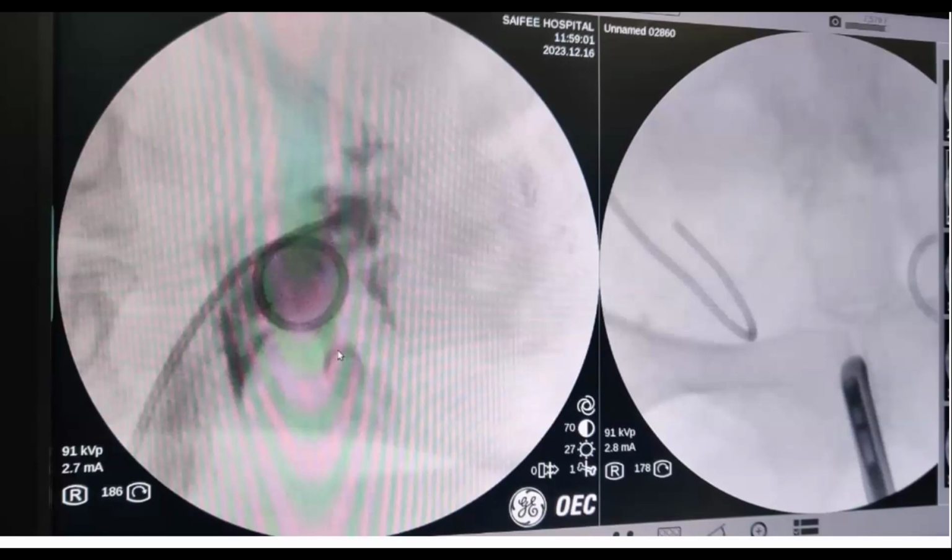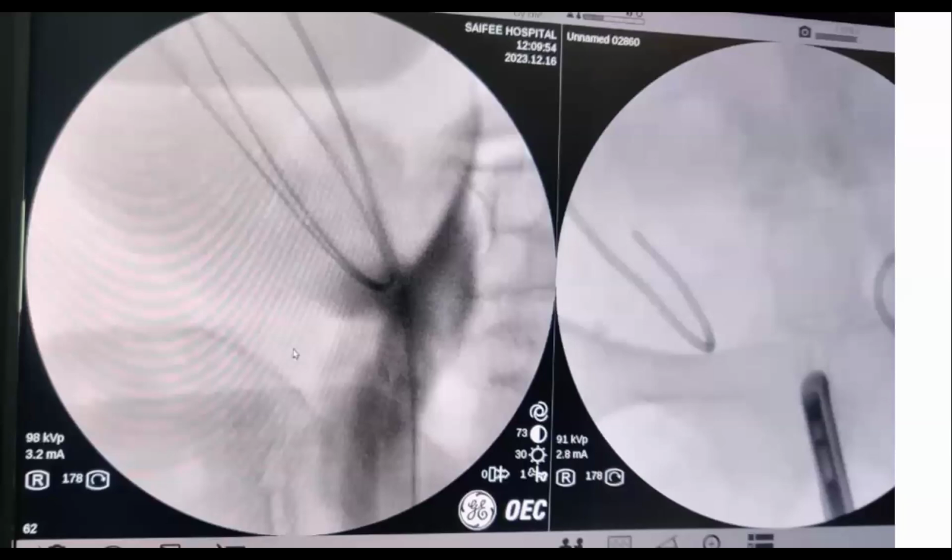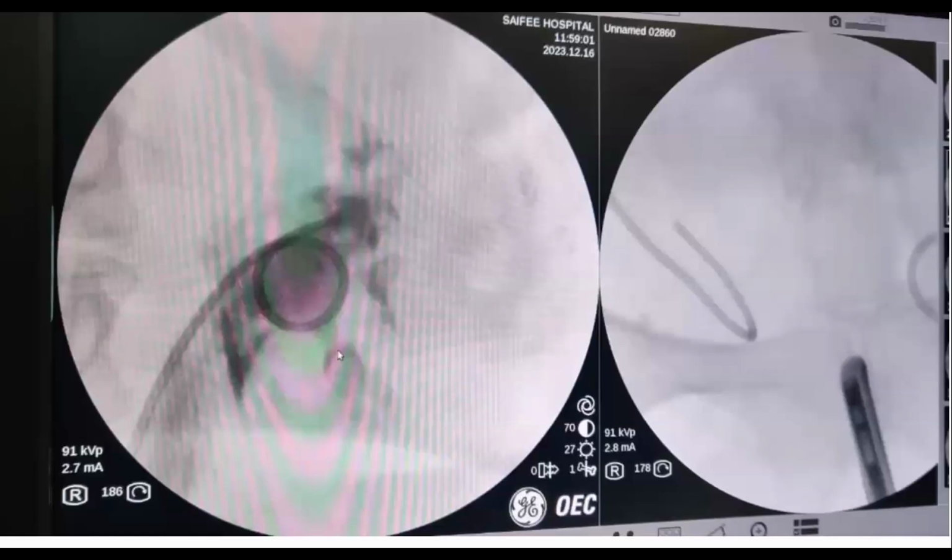Now this is an RGP we had done while putting the stent. Unfortunately, the patient was again admitted. This is on the right side. As you can see, it was a very bad picture of stenosis, fibrosis. It was not like a congenital PUJ obstruction. And there was some extravasation at the PUJ also. But then we could successfully put it.